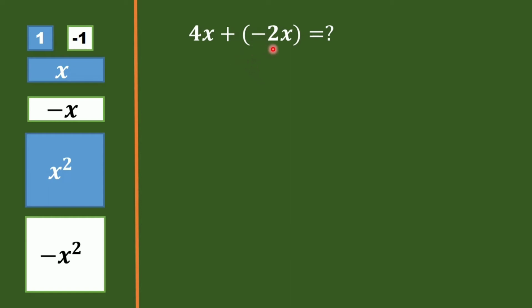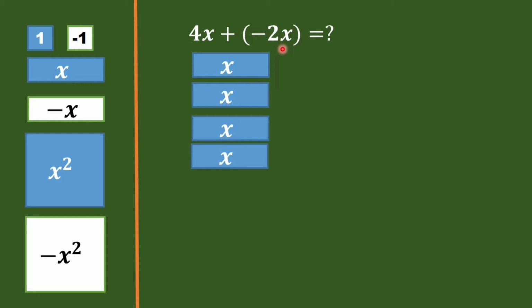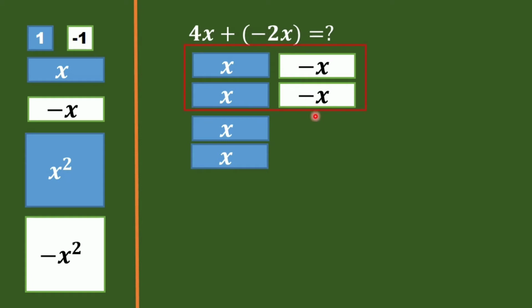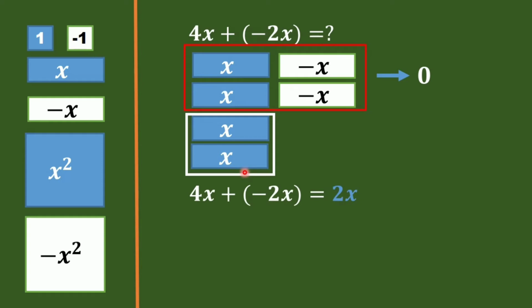4x plus negative 2x. We are adding unlike signs. So for 4x, we can have 4 positive x tiles, plus 2 negative x tiles. So we can have these pairs of positive and negative tiles. The answer for this is 0. So what remains is only the 2 blue tiles or positive x tiles. Therefore, the answer is 2x.